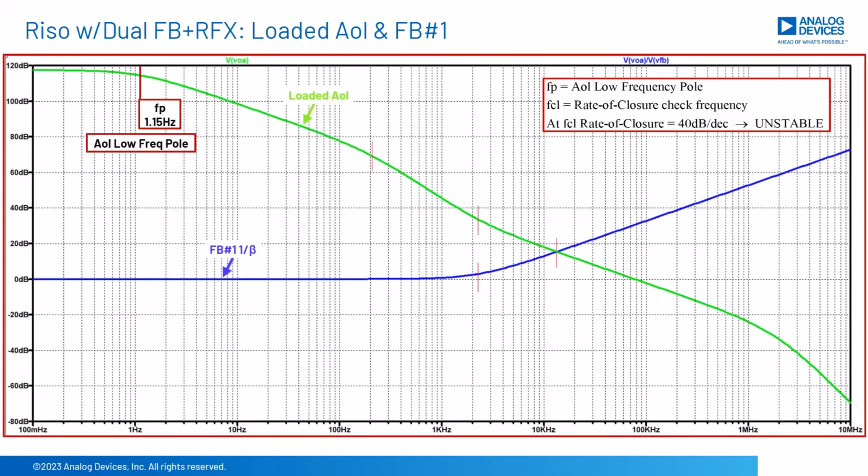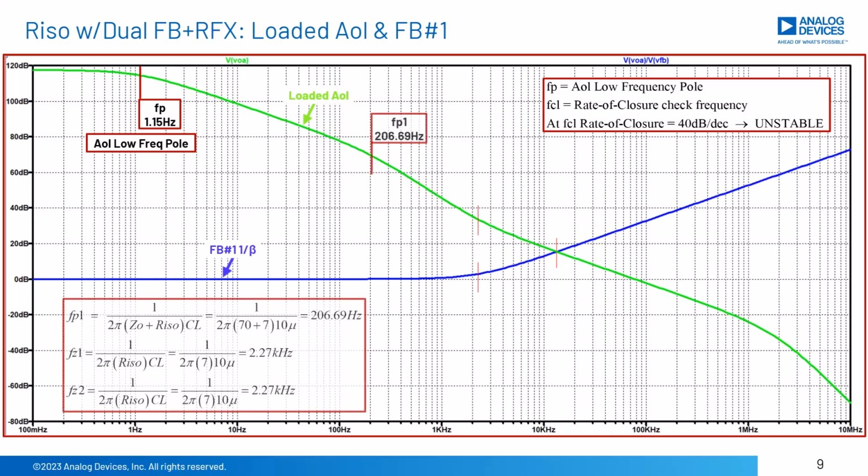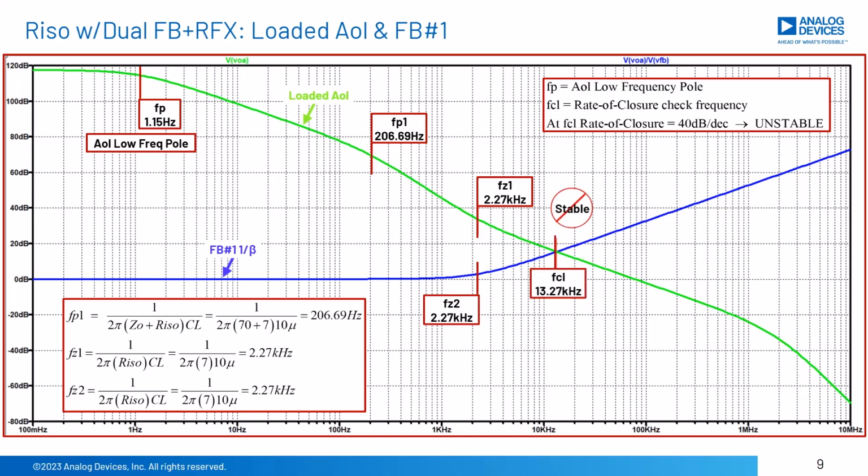FP equals 1.15 Hz is the unloaded AOL low-frequency dominant pole. The loaded AOL curve shows the predicted FP1 equals 206.69 Hz due to ZO plus R ISO and CL. FC1 equals 2.27 kHz due to R ISO and CL. FB number 1's 1 over beta curve has a 0 in it at FZ2 equals 2.27 kHz. At FCL equals 13.27 kHz, we see a 40 dB per decade rate of closure, and thus predicting an unstable circuit by our rate of closure criteria.